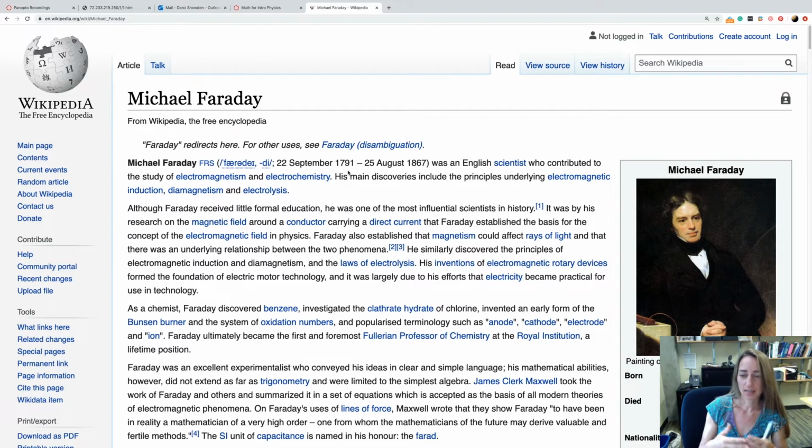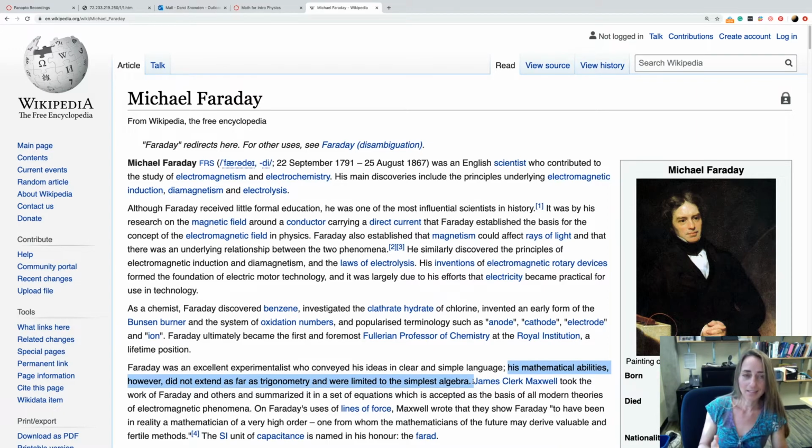Michael Faraday had kind of humble beginnings compared to a lot of our early white male physicists, right? He didn't come from a rich background, but he worked his way slowly into the highest level of physics. And he was not known to be a great mathematician. If you look here in the Wikipedia article, it says his mathematical abilities did not extend as far as trigonometry, and were limited to the simplest algebra. So he wasn't a great mathematician. He probably would have struggled, right, in this course that you guys are taking right now.